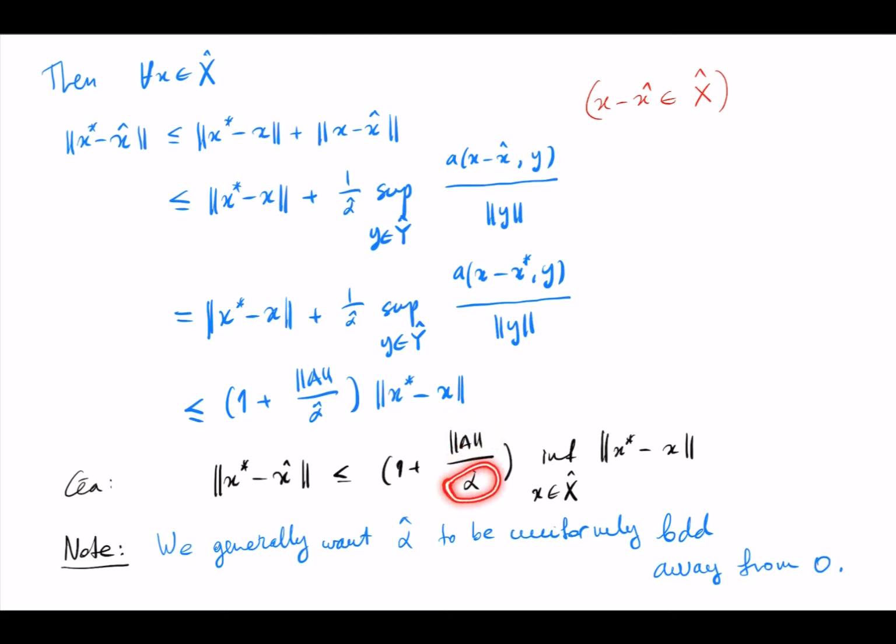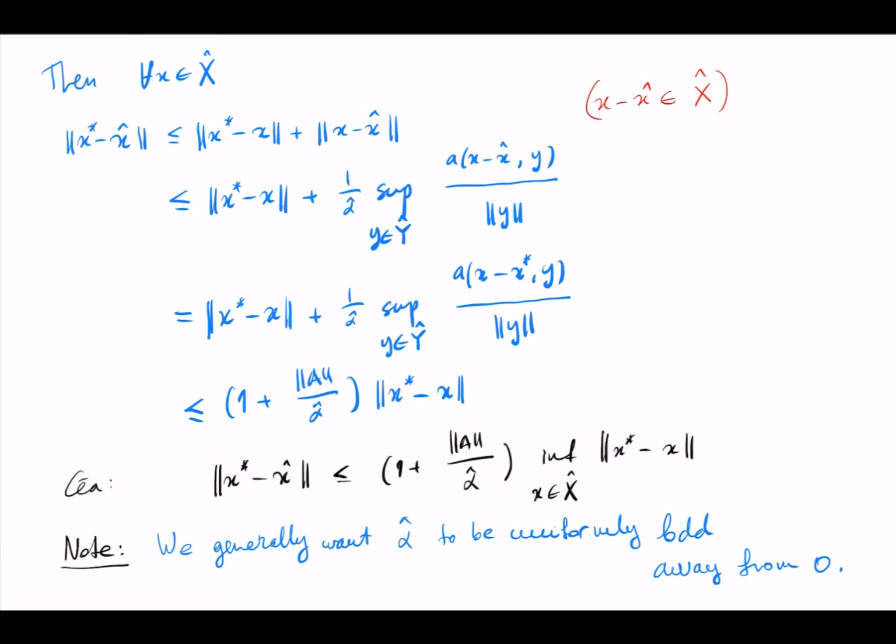Now this alpha hat constant will depend on this discrete space X hat. So we think of this as some finite element space, and Y hat. So it depends on these two discrete spaces. And usually we are talking about a sequence of approximation spaces, a sequence of spaces X hat and a sequence of spaces Y hat. And we don't want this alpha hat to degenerate to zero along that sequence.